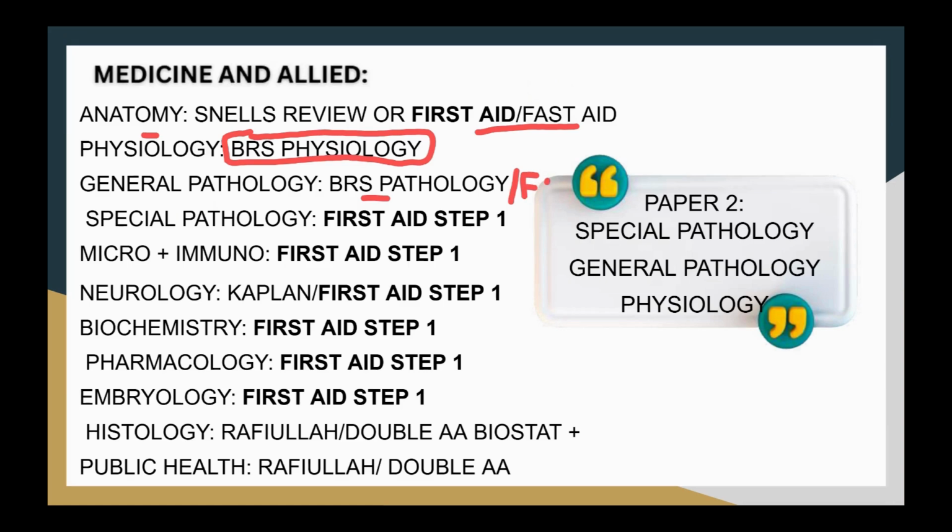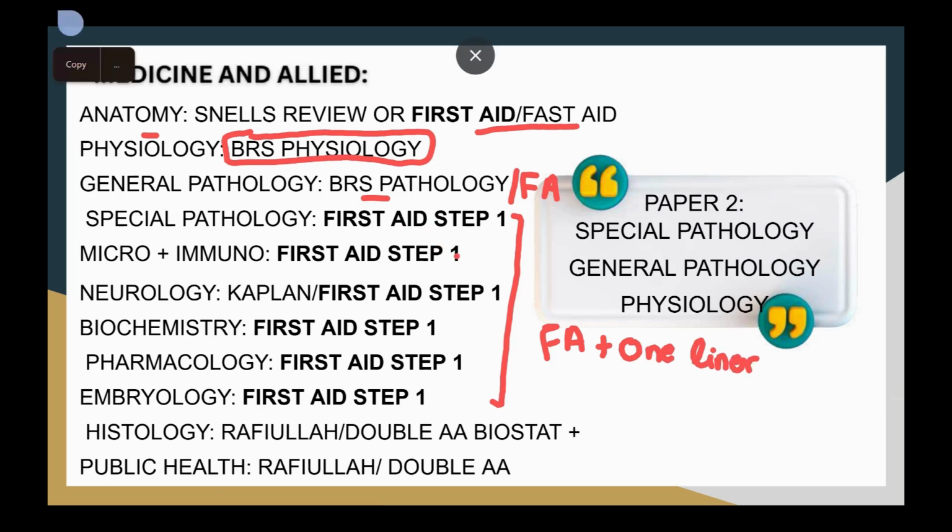If you think that you know a certain topic and you only need to review it, you can do it from First Aid. Now, special pathology, micro, immunology, neurology, biochemistry, pharmacology, and biology, these all can be very effectively covered from First Aid. So you do it from First Aid, and then you do it from the one-liners, and then you add those one-liners in your First Aid. So this will help you reduce the knowledge and your revision will be very effective.